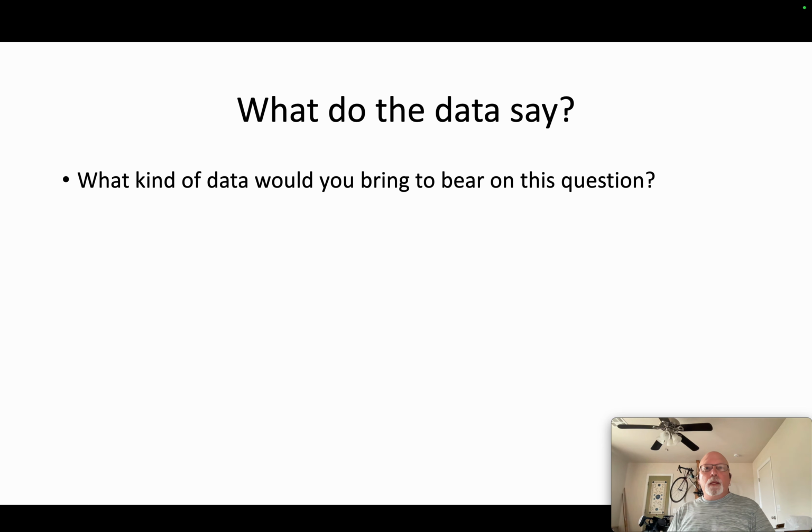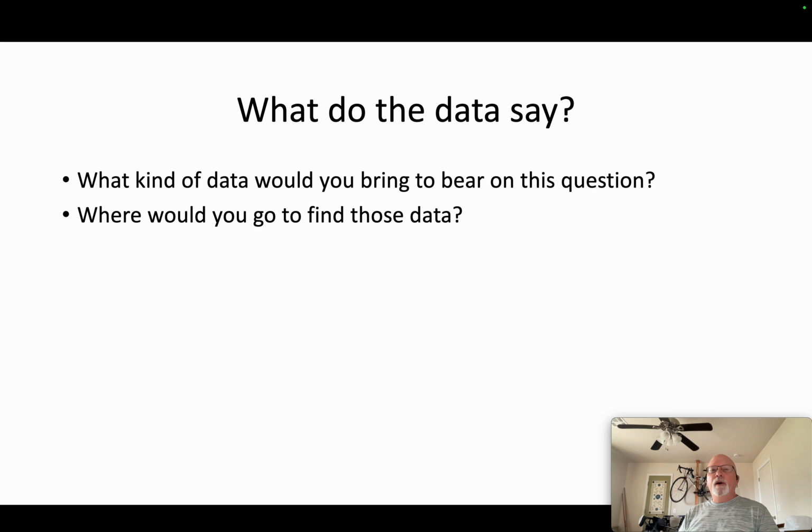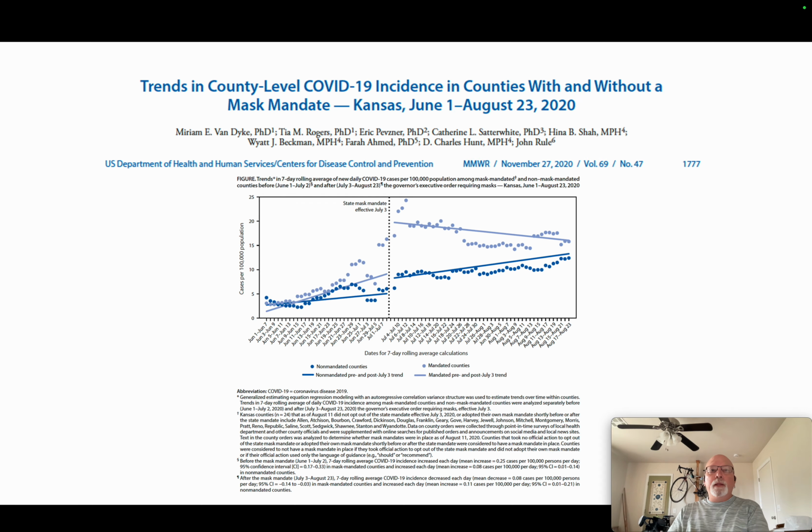So it's always good to go and look at data. So you might ask yourself, well, what kind of data would you bring to bear on this question? Where would you go to find those data? How would you analyze those data? And so I first went to the CDC's website and I downloaded the article that the news report had referred to. And it was in the weekly morbidity and mortality report. And this is a copy of it, so you can go in and read it yourself. All you have to do is look for the morbidity and mortality weekly report, November 27th, 2020.